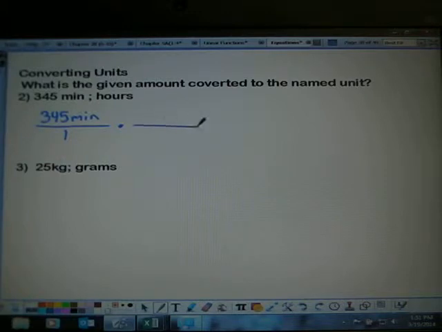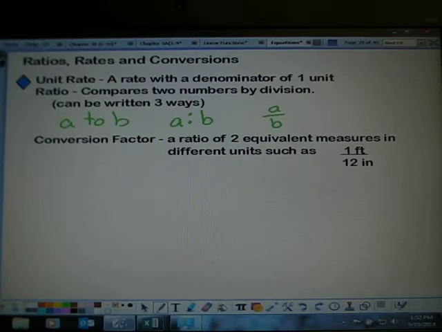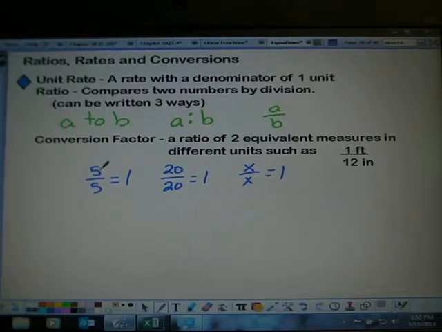So we're going to multiply it. Now, if minutes is on top, minutes is going to go on the bottom here. And we're trying to change it from minutes to hours, so hours goes on top. Now let's go back and understand why we're allowed to multiply it by this random thing here. If I go back to this, 1 foot and 12 inches is exactly the same thing, right? Well, if you have 5 divided by 5, it equals 1. If you have 20 divided by 20, it equals 1. If you have x divided by x, it equals 1. Anytime you have the same thing on top and bottom, it always equals 1.